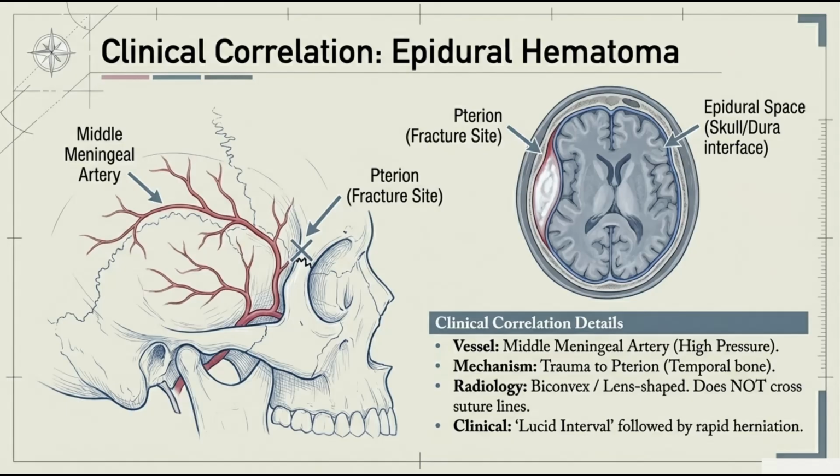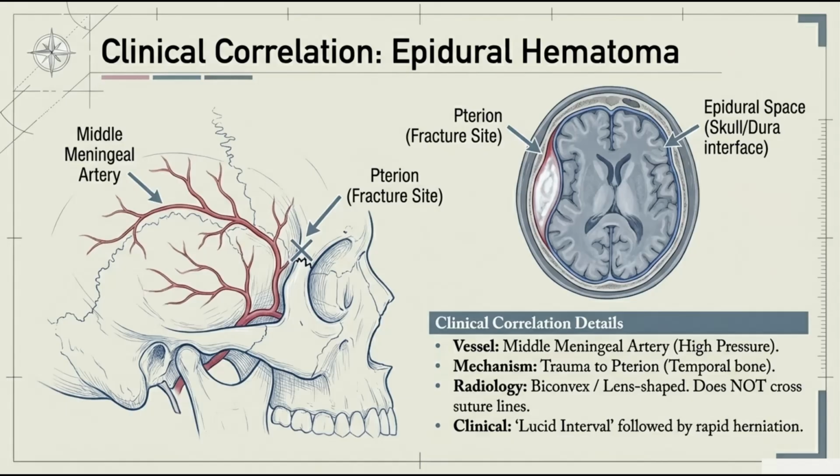The middle meningeal artery runs in a groove on the inner surface of the skull, just outside the dura. If you get hit in the temple with a baseball bat, you get a skull fracture, and that artery bursts. The high-pressure arterial blood hydraulically strips the dura off the bone. And on a CT scan, this has a classic shape. It looks like a lens. A biconvex or lens-shaped hematoma.